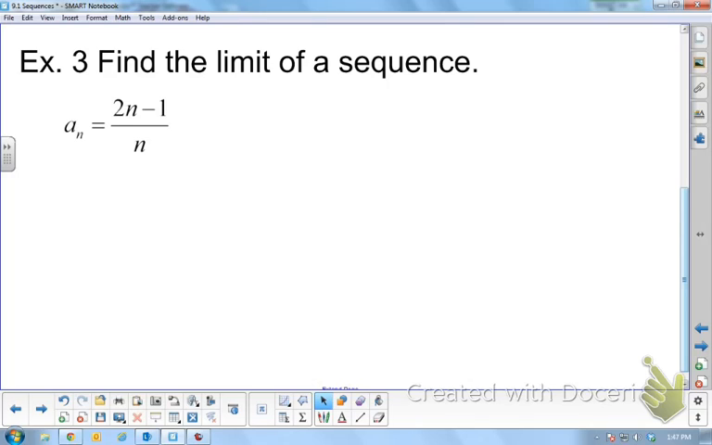So I want to take a look at the picture of this so we can get an idea of what a converging sequence looks like. Obviously, that sequence was diverging. It never approached any particular number.